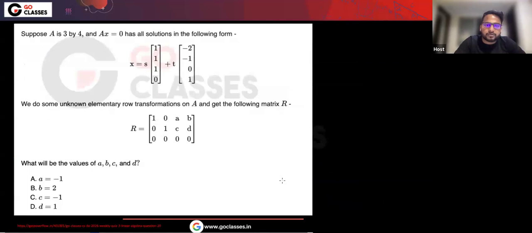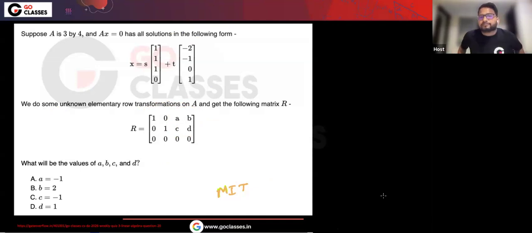Now let's move to the next question. Yeah, this was an interesting question. I have taken this question from MIT. This question says that suppose Ax equal to 0 has a solution of this form. Suppose this is the solution of Ax equal to 0. And using some unknown elementary row operations, we get some R from A. Now, what are the values of this a, b, c, d? That's what they're asking, right?